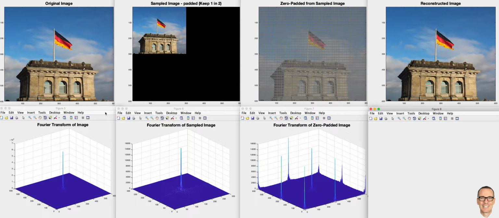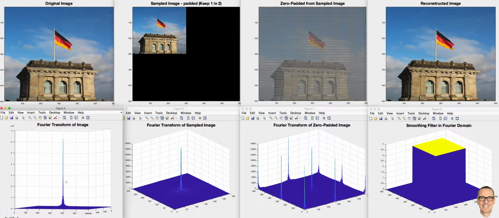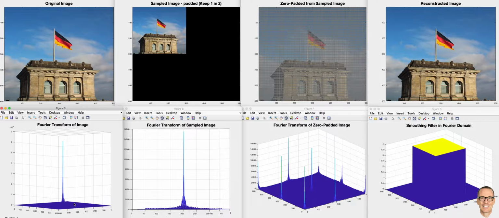Okay, so underneath, let's explain each of these. Here's the original image, and underneath it is the Fourier transform of that image, a 2D Fourier transform. I can rotate it around, and you can see there are components here. There's a big DC component, and all of these other components. Underneath the sampled image, I've shown the Fourier transform of the 300 by 300. Notice that it's only 300 by 300. So we've done the sampling, and then a Fourier transform to get this image here.